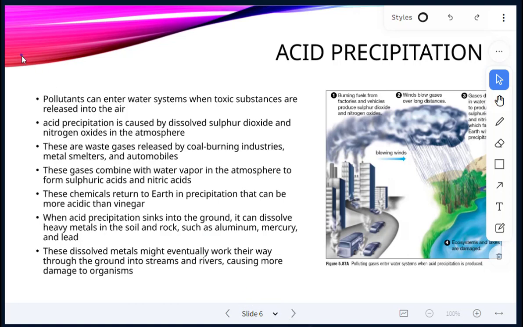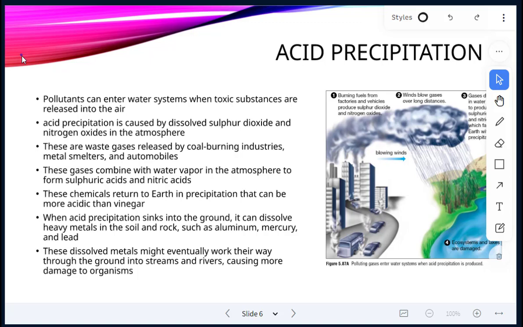Here we're looking at acid precipitation. Pollutants can enter the water systems when toxic substances are released into the air. Acid precipitation is caused by dissolved sulfur dioxide and nitrogen oxides in the atmosphere. These are waste gases, usually released by coal-burning industries, metal smelters, and automobiles. Once those gases are in the atmosphere, they combine with the water vapor and form sulfuric acid and nitric acid. These chemicals then return to Earth in precipitation as rain or snow, which can be more acidic than vinegar at times.